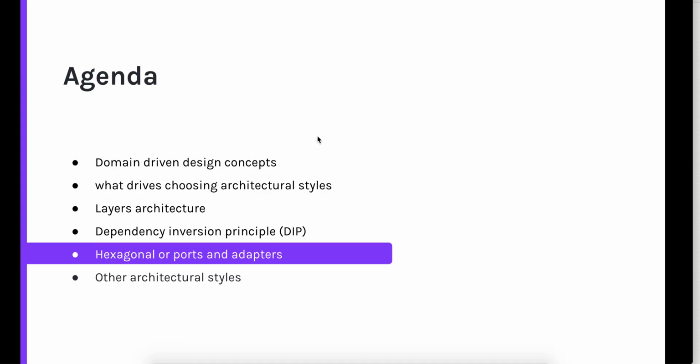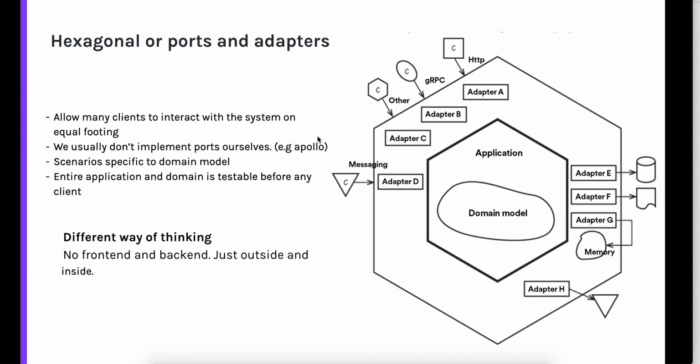related to that. So next, I want to talk about hexagonal or ports and adapters. This is another architectural style. Most of the time we talk about backend systems, front-end systems, but in this case, we only have inside and outside, right? So the inside here is the application and the domain, and the outside is some things that are called ports and adapters. And I can just describe a little bit what they are.